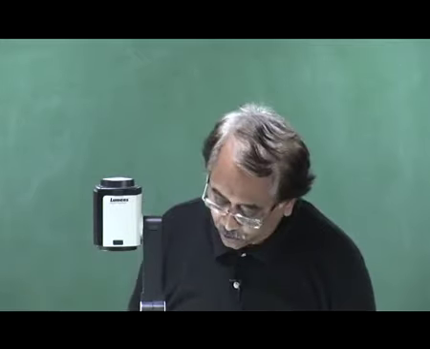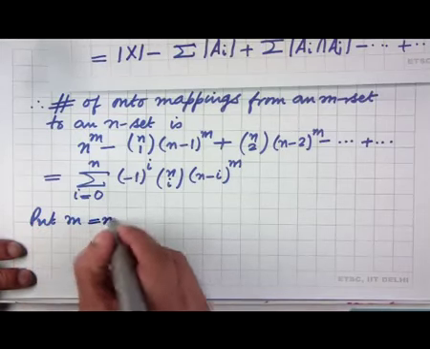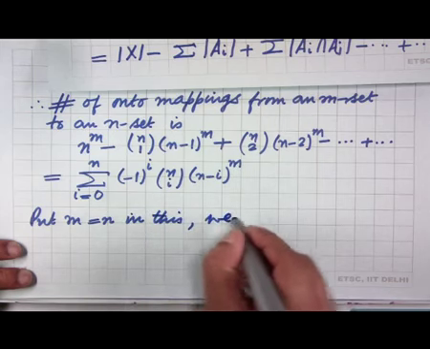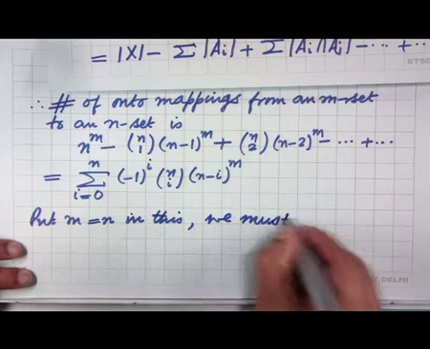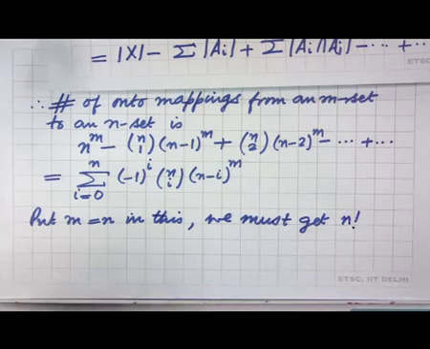So although this may be hard to otherwise derive, if you put m equal to n in this, we must get n factorial. So this is an identity which would otherwise not be so easy to derive. N factorial is the sum over I from 1 to n of minus 1 to the I, n choose I, n minus I to the power of n.